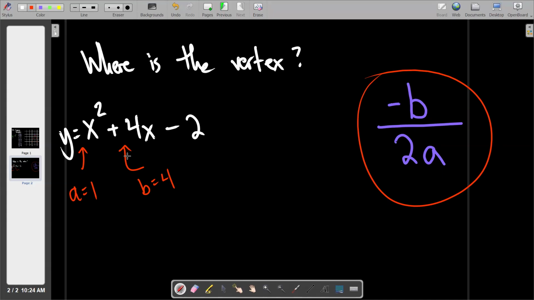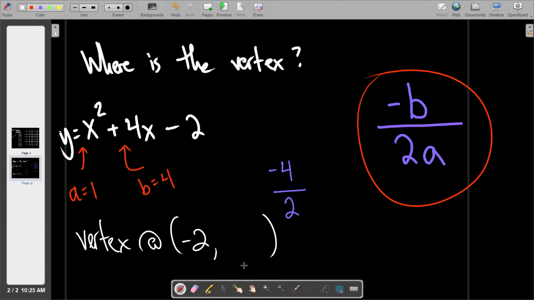What's the opposite of B? So she's going to write -4 over... And what's 2 times A, or 2 times 1? And what is -4 divided by 2? So Hannah now knows for a fact that her vertex is at the point -2 comma blank.